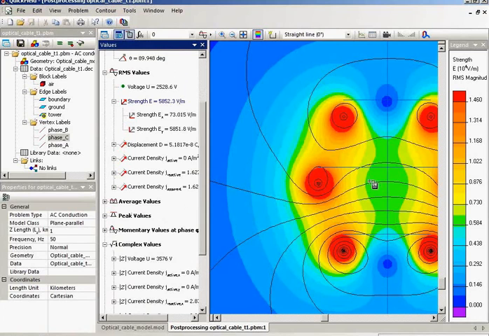So there are three points. Here I have low electric field stress but high potential, 30 kilovolts. Here I have low potential, only 3 kilovolts, and the electric field stress about 6 kilovolts per meter. And here low, very low electric field strength but high potential. Using this color map, you can choose where to place the optical cable.